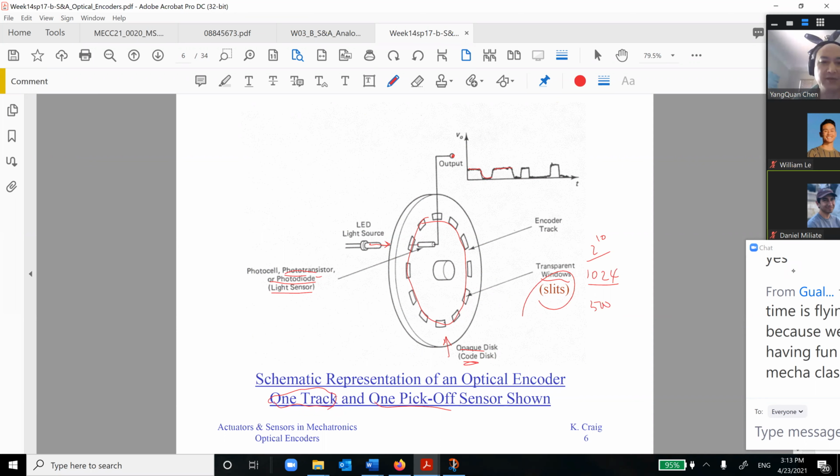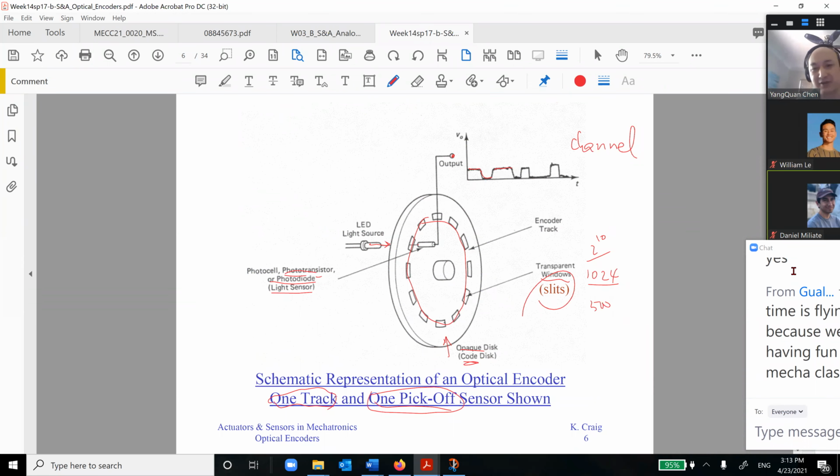Okay, one pickup point. But what if I put more than one pickup or pick-off sensor? What if I have two, then I have two channels. So this is one channel of the signal. What if I have another channel, another pickup point with another light source? Okay, it's also possible, right?